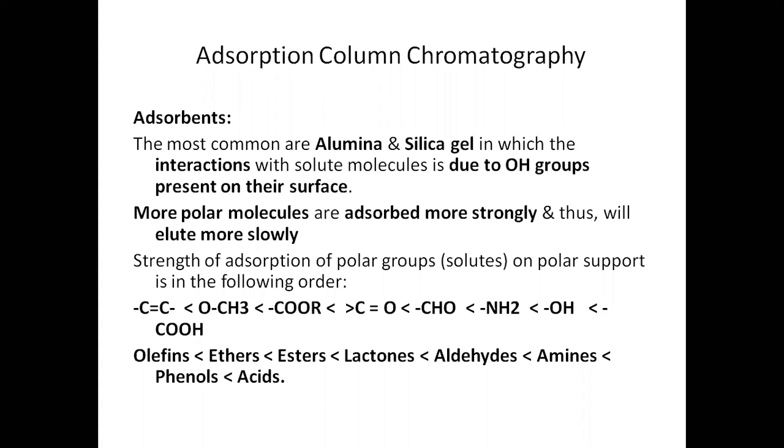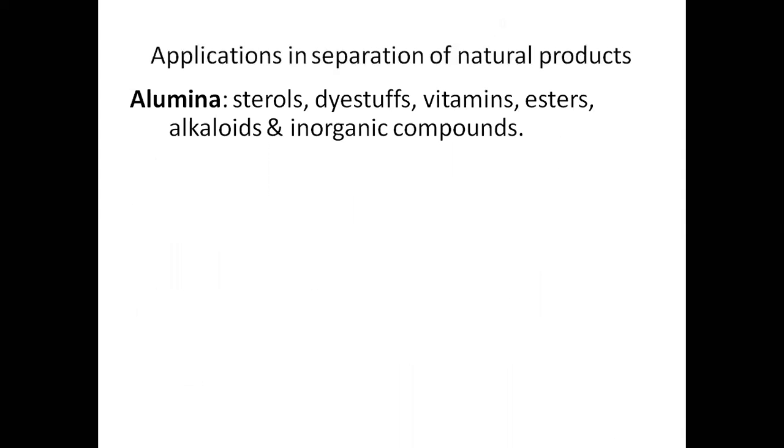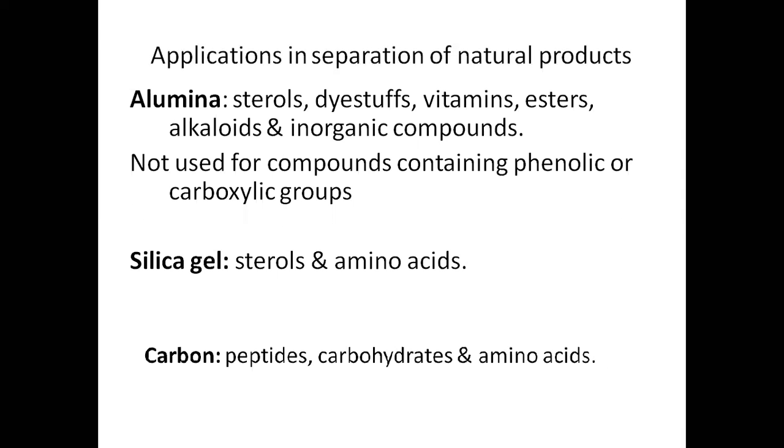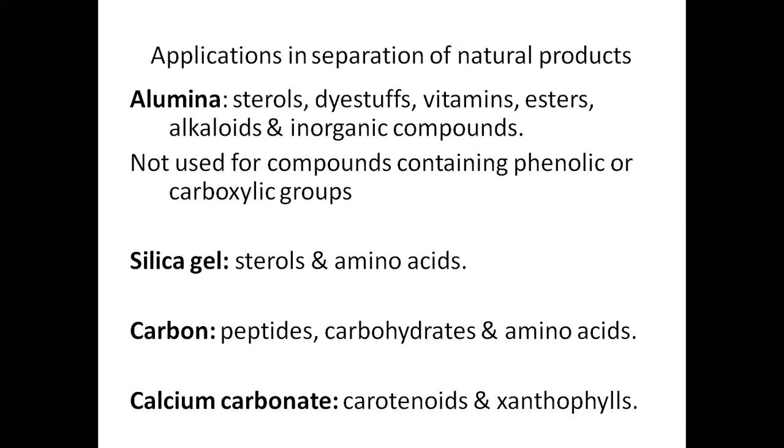And therefore we would require reverse phase chromatography, or RP chromatography, which we are going to discuss in my coming classes. So what are the applications of alumina and silica? Alumina is easily able to separate natural products like sterols, dyestuffs, vitamins, esters, alkaloids, and inorganic compounds. And it is not used for compounds which contain phenolic or carboxylic compounds.